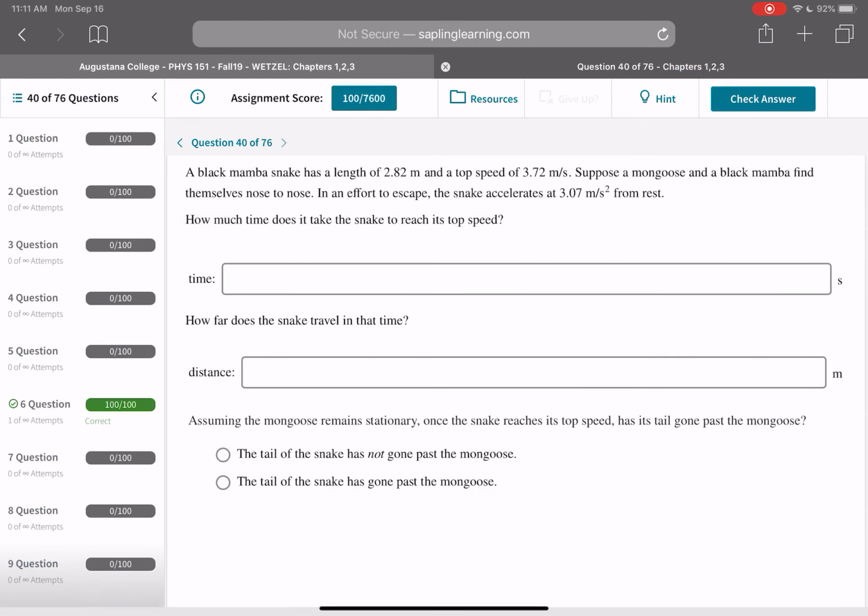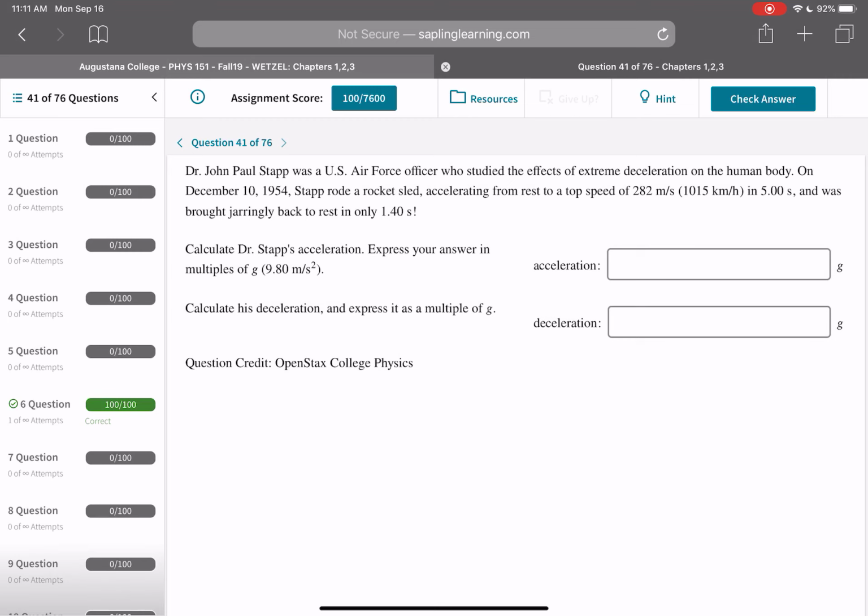Okay. Next one. Dr. John Paul Stapp was a U.S. Air Force officer who studied the effects of extreme deceleration on the human body. On December 10, 1954, he rode a rocket sled and was brought jarringly back to rest in only 1.4 seconds. Calculate the acceleration. You've got a final velocity and an initial velocity and a time. So your final velocity is 0, your initial velocity is 282 meters per second, brought to a stop in 5 seconds. You can calculate what a is for that.